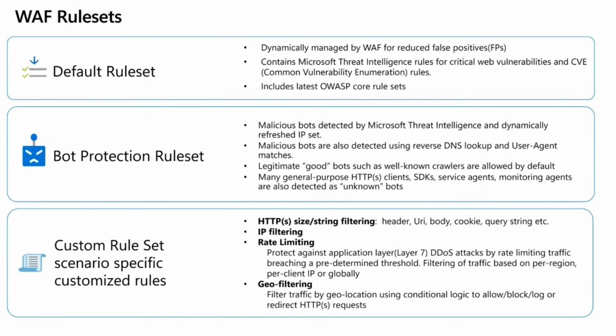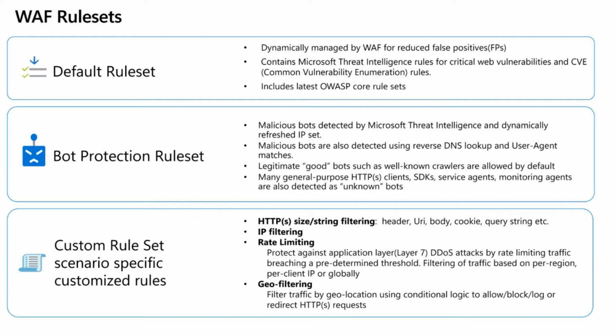Now, let's take a quick look at different rule sets we have in Azure WAF. So the first one is the default rule set. This is dynamically managed by WAF for reduced false positives. It contains Microsoft Threat Intelligence rules for critical web vulnerabilities and CVEs. The core of this rule set is that it includes OWASP core rule sets, which will protect our web application from various top 10 OWASP attacks and other web threats.